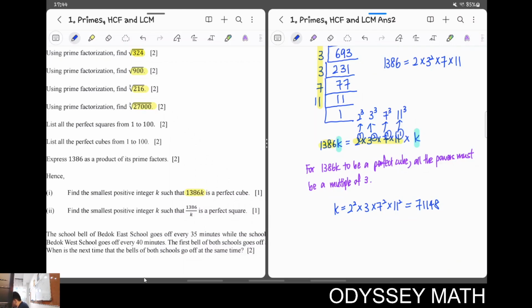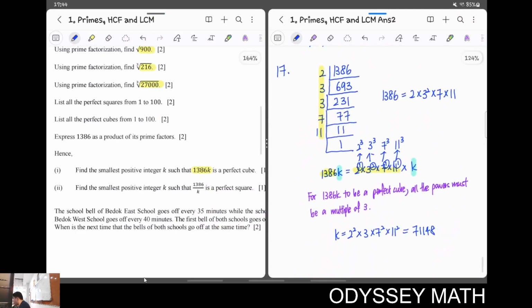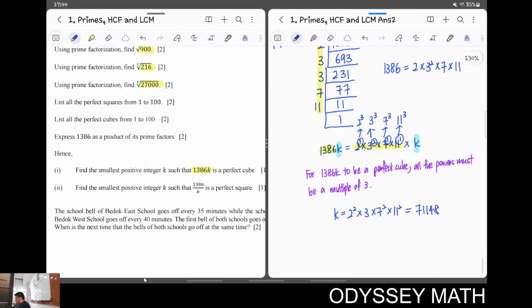Okay, let's do part 2. For part 1 over here, we are adding to the power. Can you see or not? This power 1, we add to get to power 3. This power 2, we top up to get to power 3. Same thing for here. The power 1, we add 2 to get power 3. Power 1, we add 2 to get power 3.